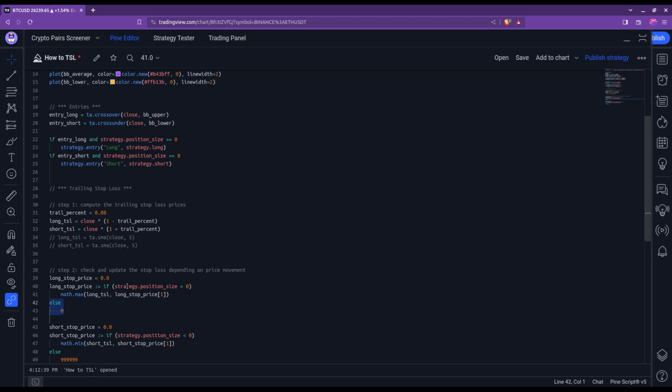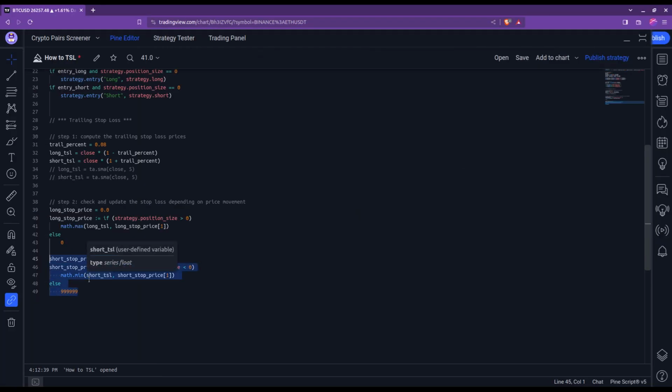This is simply if indeed the long wasn't open, then it sticks to having long stop price equal to 0. And for the shorts, things are really similar. Simply the logic is reversed. We now check for the minimum between the short TSL that we've defined according to our strategy and the short stop loss price of the previous candle.